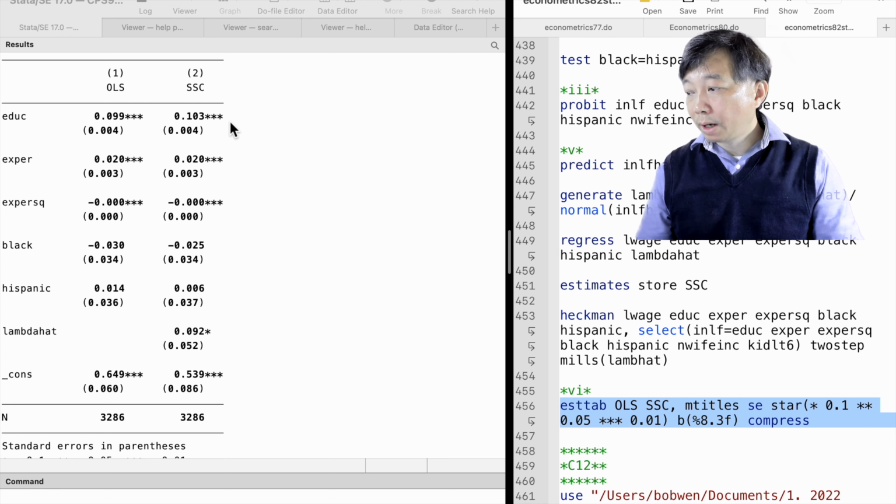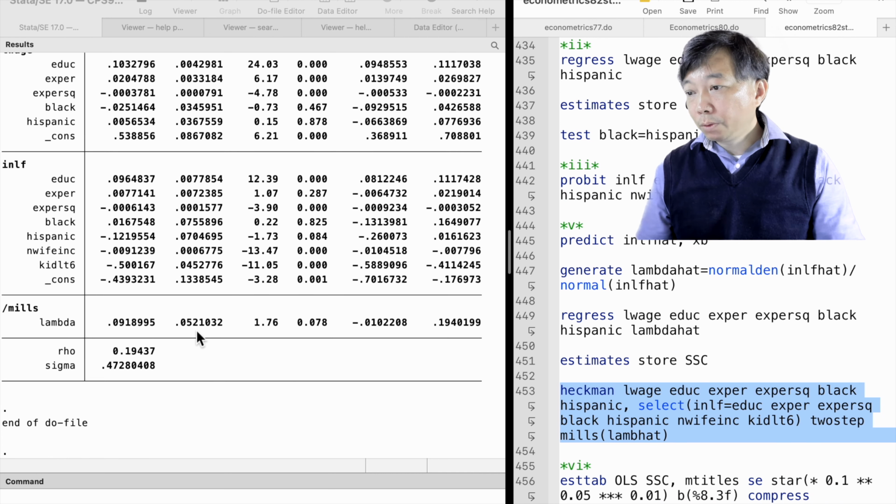The return to education increases slightly from 0.099 to 0.103 after sample selection corrections, but the difference is not substantial. We remember that the inverse Mills ratio in the wage equation is only significant at the 10% level. It is not significant at the 1% or the 5% level. It implies that the sample selection bias is not severe.